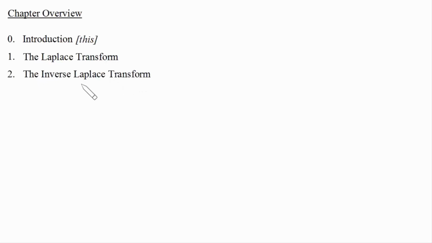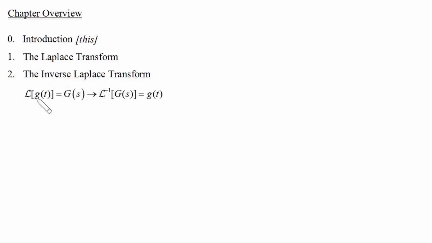And lastly, I just want to give you an overview of what this chapter contains. The chapter begins with the introduction, which is this clip, which we just did or are doing. Then the Laplace transform, mostly just exercises of how to compute Laplace transforms. Then we'll move on to the inverse Laplace transform. The inverse just means going back from a function of s to a function of t.